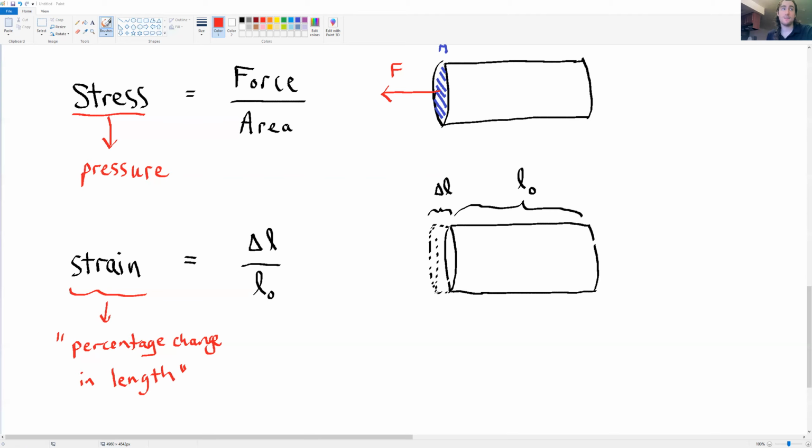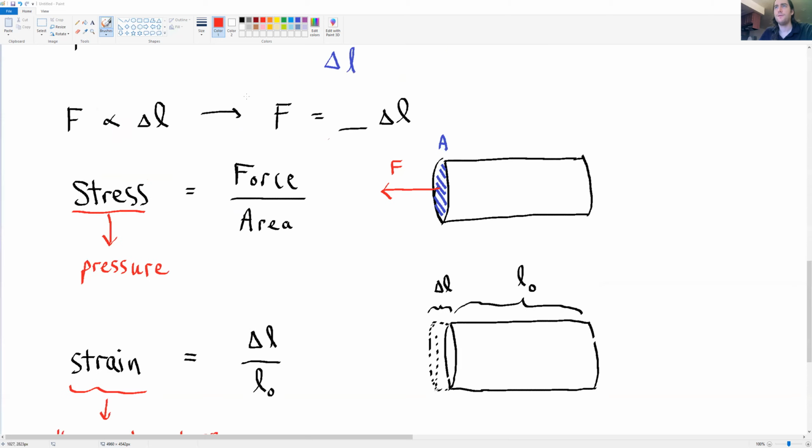Actually, let me add something real quick. And this, I don't think, is talked about in your book, but it actually is kind of an important point here. If the force is not perpendicular, then things change a little bit. We have to put the perpendicular force here. So maybe we should add that into our notes just as a little side note. If there's a force that's not perpendicular, then that's shear stress.